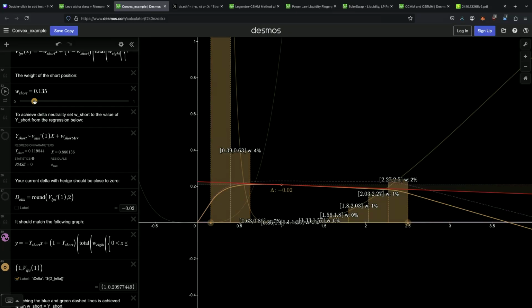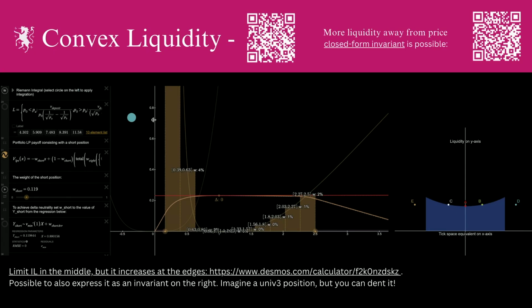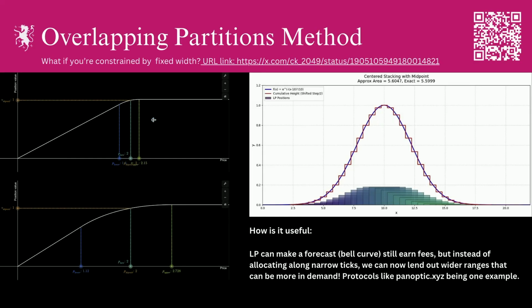So, okay, and here's the first example. You can see that by borrowing a certain amount, we kind of flatten it. Here's the same concept. Here the regression tells us that we should borrow 11%. So if we borrow about 11% right here, we're largely flat. So most of the time we'll be delta neutral, but on the edge cases, we will see massive increases in impermanent loss. Now, a third method is a very interesting one, and this involves overlapping partitions.